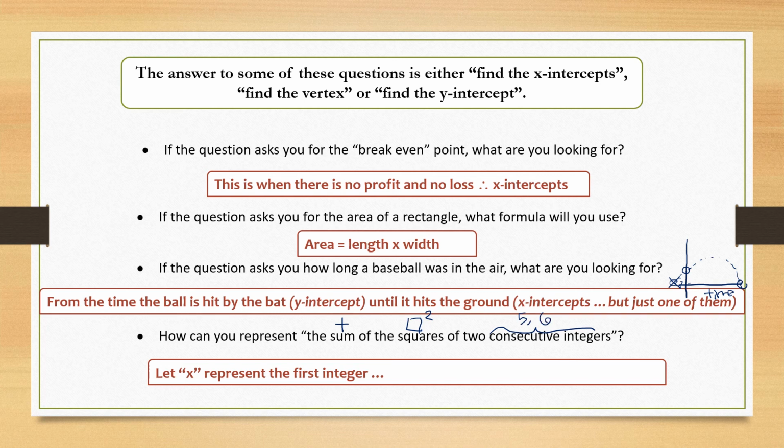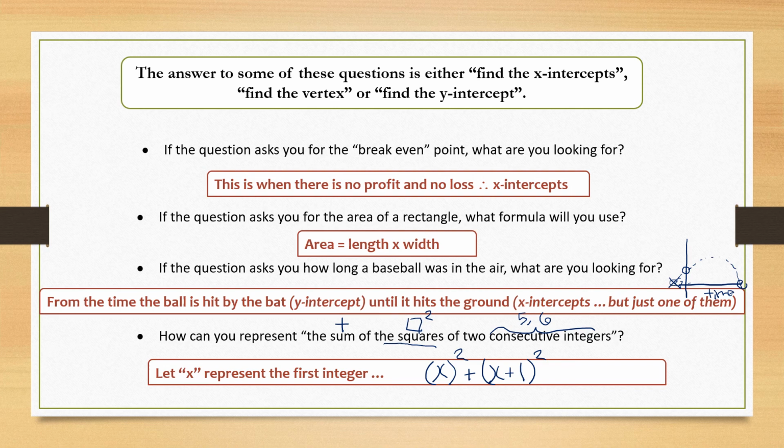So if my x is my first integer, then my next one's got to be x plus 1. That's how you do consecutive. And you want the sum of them. So here's my first integer, here's my second integer. I want the sum of them. I don't just want the sum of them, I want the sum of their squares. So I'm going to have to square this and square this. And that will give me an expression to start with to solve the question. So this is a pretty fast lesson.